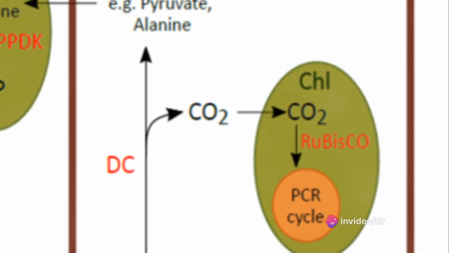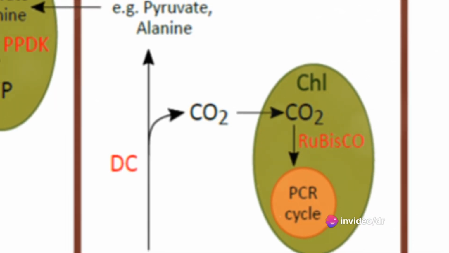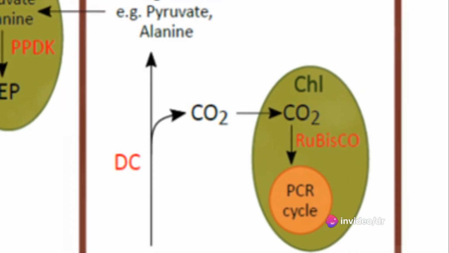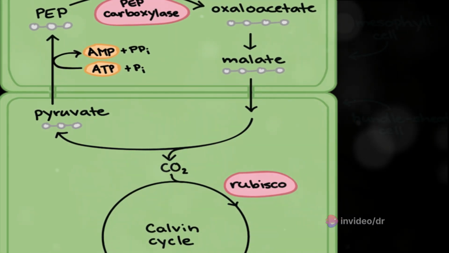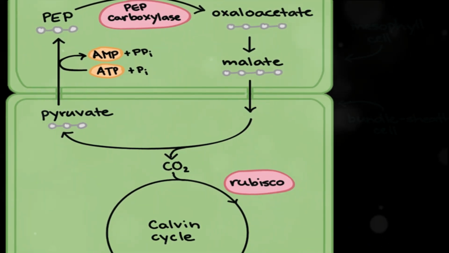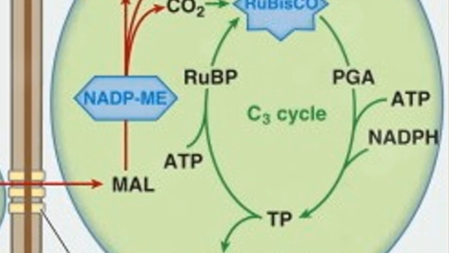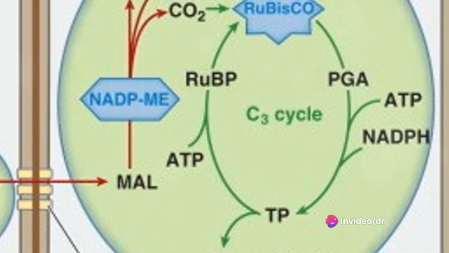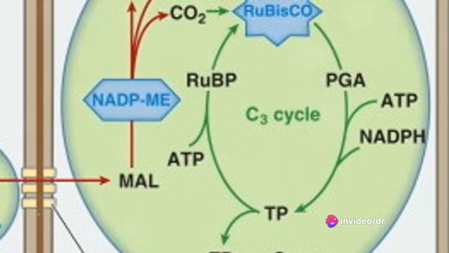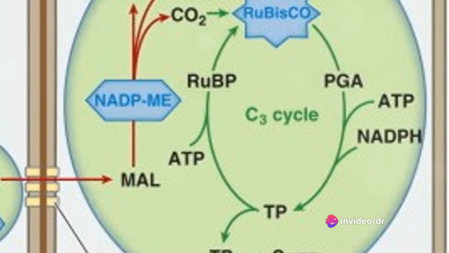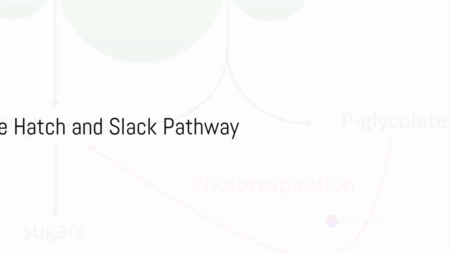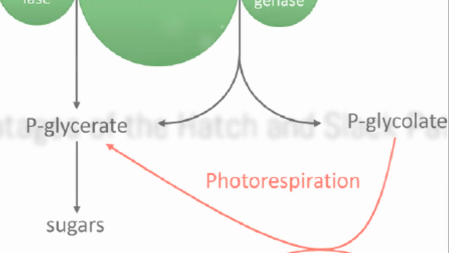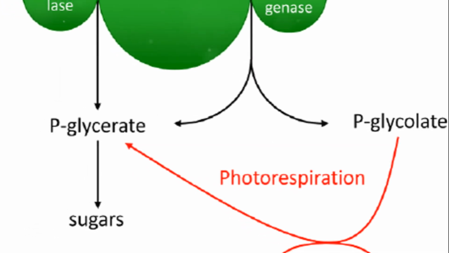In bundle sheath cells, malate is decarboxylated, or broken down, to release carbon dioxide. This carbon dioxide then enters the Calvin cycle, a process you are already familiar with. It's here that carbon dioxide is fixed into a 3-carbon compound, eventually leading to the production of glucose, the energy currency of the plant. The Hatch and Slack pathway reduces the loss of carbon dioxide through a process called photorespiration.